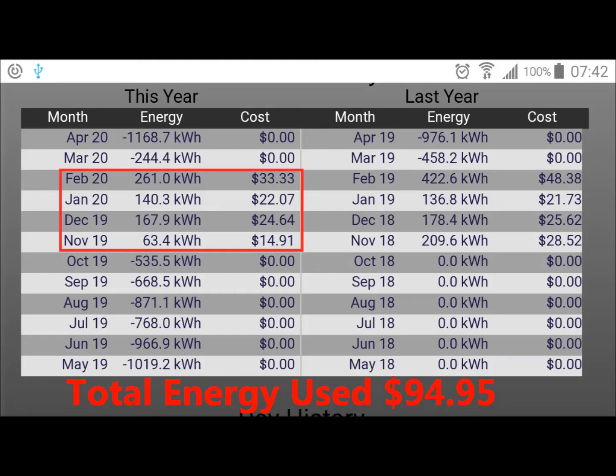So here are the areas highlighted: November, December, January, and February. I don't produce enough electricity to power the whole house, so if I had to pay for electricity, this is what I'd pay. So that's roughly about $95 in electricity usage. So if you look at October, the last negative value, meaning the last month I overproduce, is October. November, December, January, and February, I don't overproduce, so I'd have a bill.